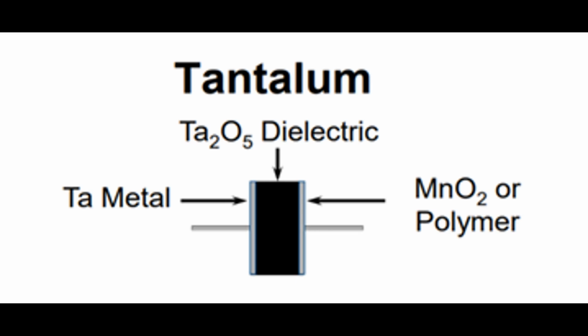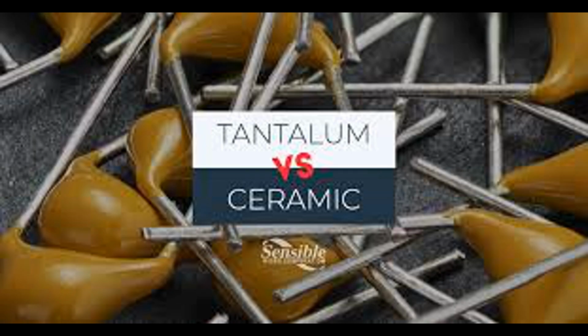Signal filtering. In signal processing, capacitors are used in low-pass filters to block high-frequency signals, allowing only the desired lower frequencies to pass. Tantalum capacitors, with their high capacitance, are particularly effective in this role.